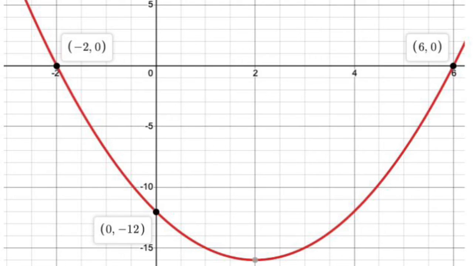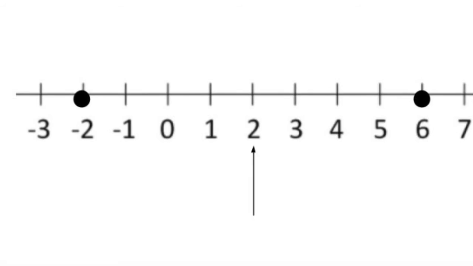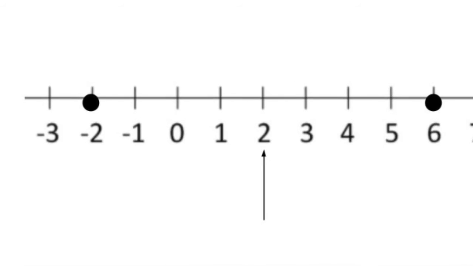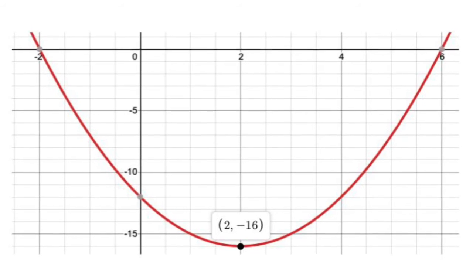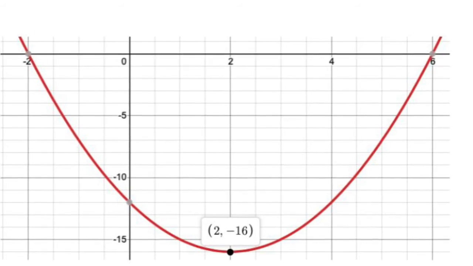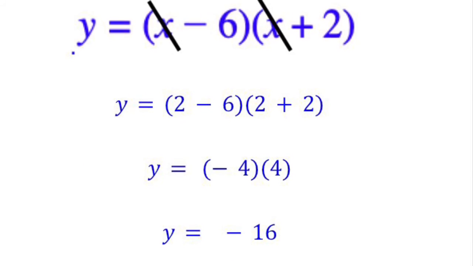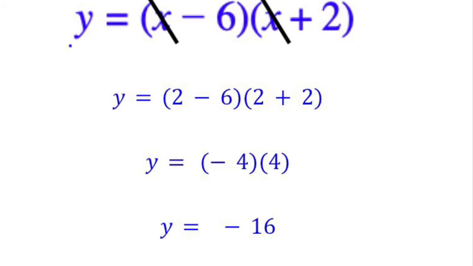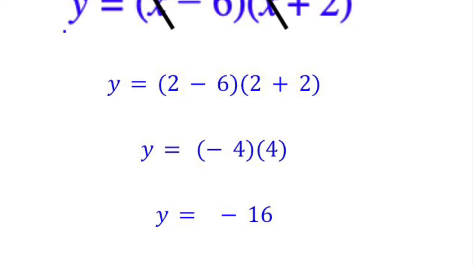We know the y-intercept. We know the y-intercept would be minus 12 because 2 times minus 6 is minus 12, but we don't know the vertex. So let's look at our number line, and let's look for the number that's between 6 and minus 2. The number that's between 6 and minus 2 is positive 2. So I'm going to have to put the 2 into the equation for factored form. I'm going to have to do the solving, and I'm going to have to find the y value for the vertex.